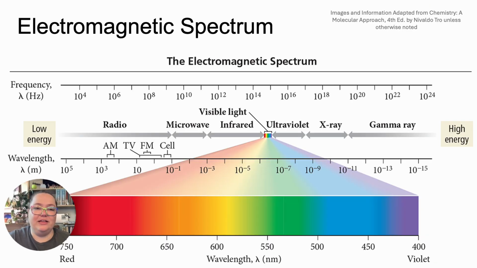So here is the electromagnetic spectrum. As you can see in this image here, we've got our visible light spectrum in the middle. On either side, we've got infrared, which is longer wavelengths, and ultraviolet, which is shorter wavelengths, IR and UV. And then beyond that, microwaves, radio waves, cell phones, AM, FM, TV waves, X-rays, and gamma rays.